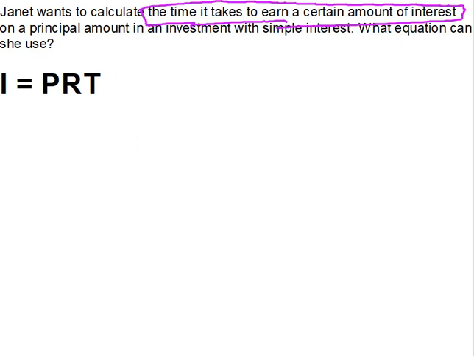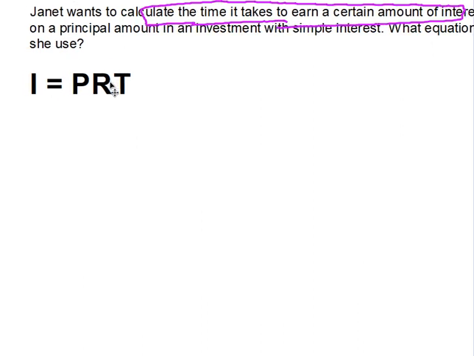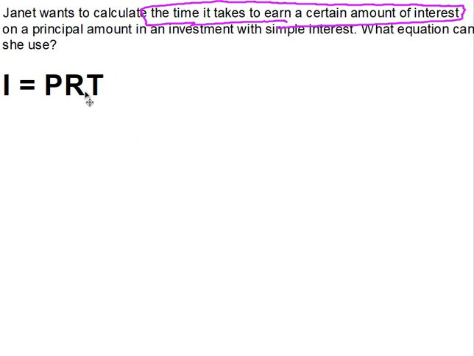What we're going to do is solve this formula for time. We're going to solve this formula for t by manipulating the equation the same way we would if there were numbers here. We're trying to isolate the variable t all by itself. This is all multiplication: P times R times T. So I want to get T by itself by doing the inverse operation.